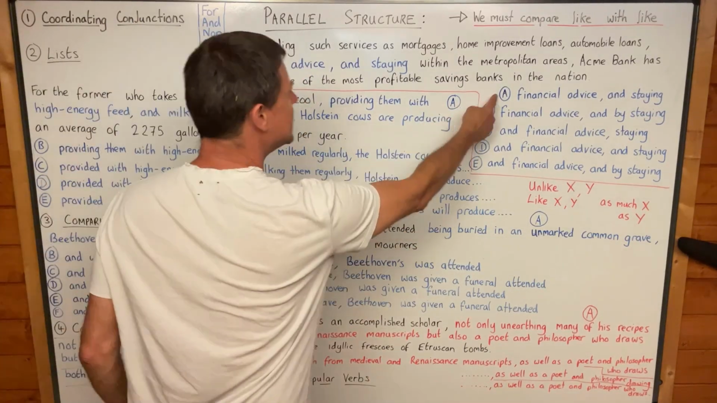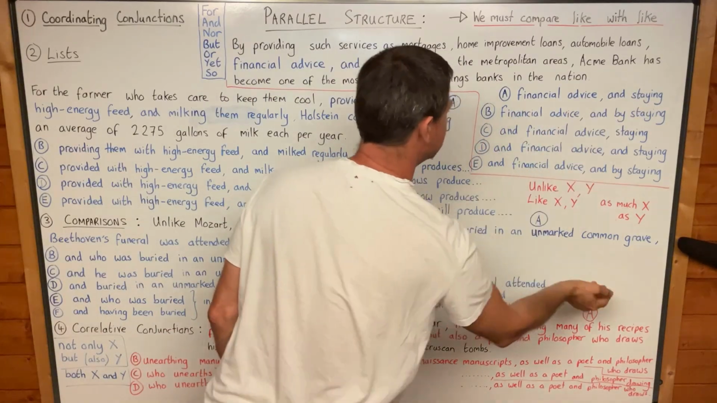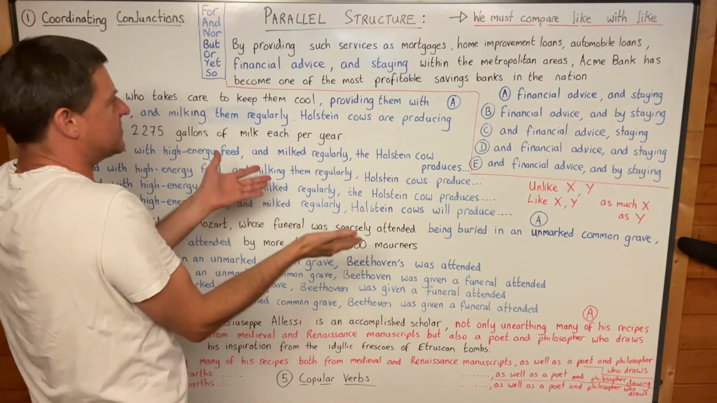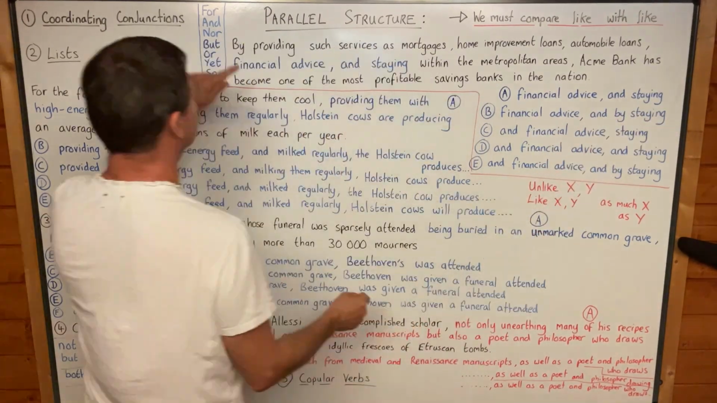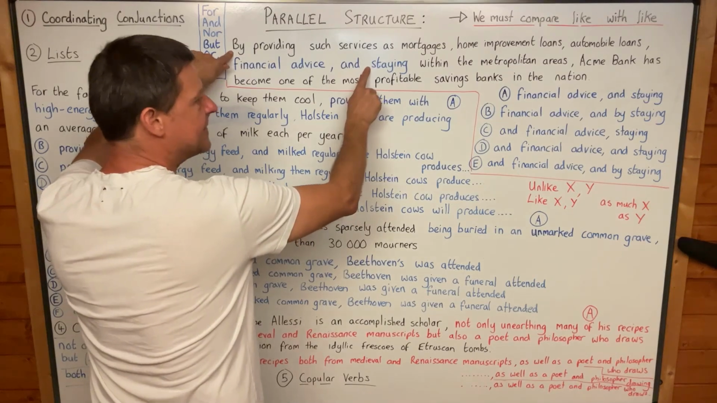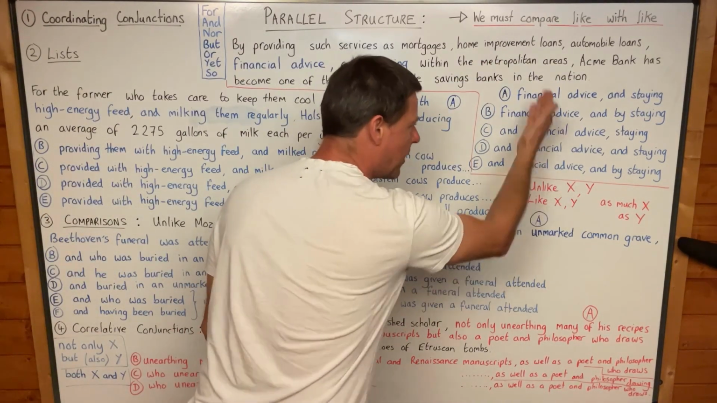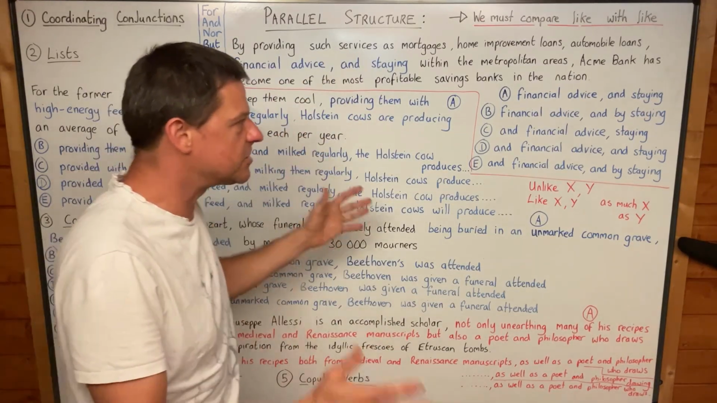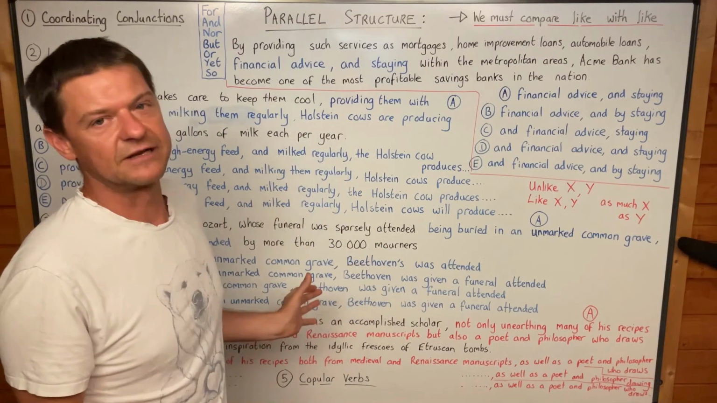You can see that option A is exactly the same as this: financial advice and staying. But B slightly changes it to financial advice, comma, and by staying. So it has that preposition in here as well. B is slightly different, and it wants you to choose the best one. You need to choose the one where the lists have the items in parallel.